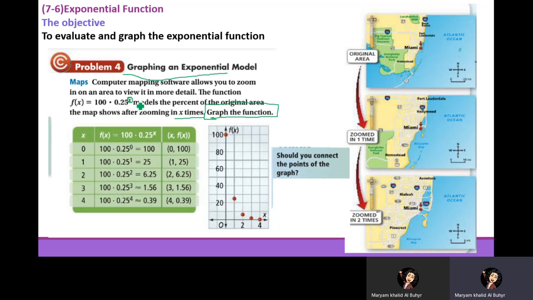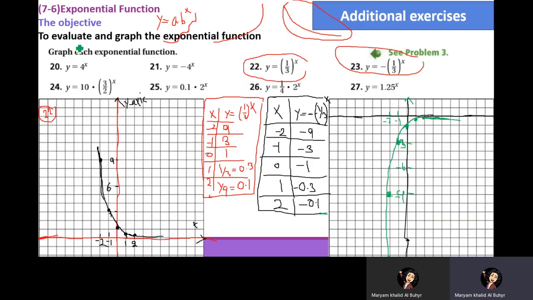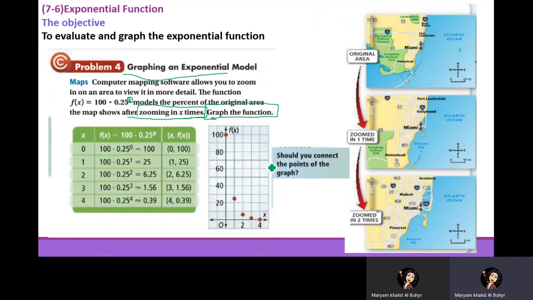Why can you not have negative numbers? Because this x represents the number of times that you zoom in. That's why I chose only positive values. Also, once I graphed this one, I did not connect the points. Keep in mind, if you have functions directly, no word problem, please connect them immediately after you finish your points. While if you have something like this, read the problem first. Try to understand if you're supposed to connect them or not.